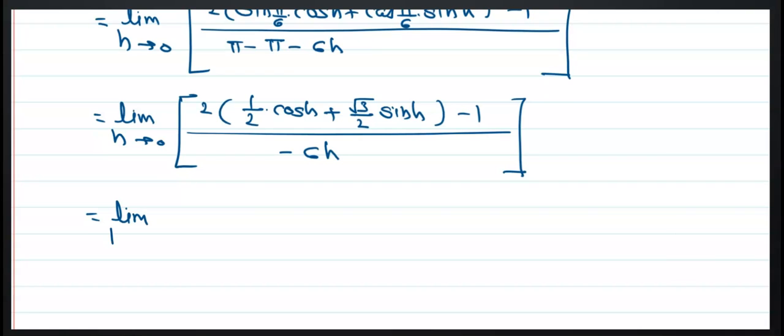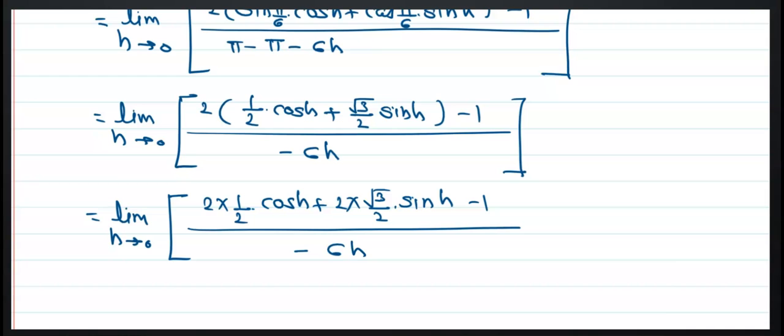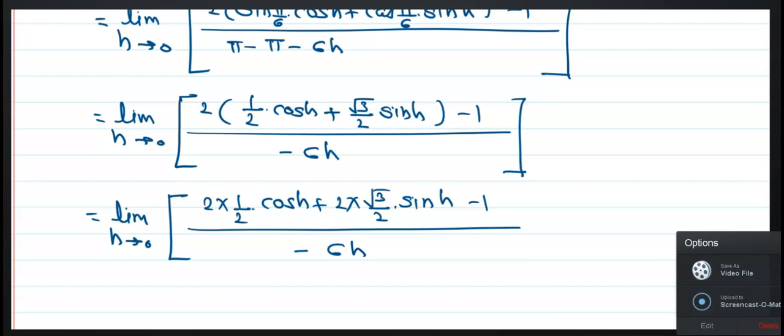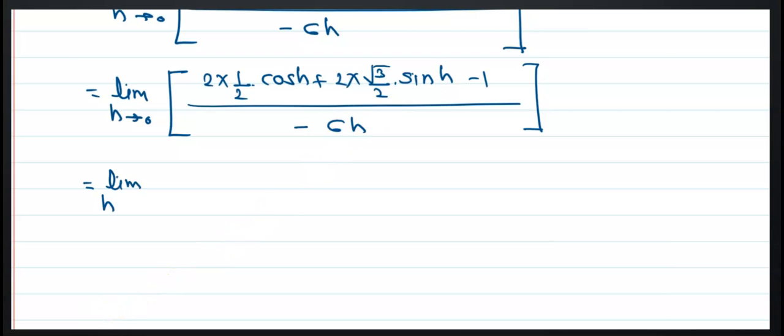Now their simplification. That is multiplied this 2 to the 1 upon 2 and 3 by 2. Then you will get 2 into 1 upon 2 into cos h plus 2 into root 3 upon 2 sin h upon minus 6h. That is these 2 get cancelled and you will get cos h plus, 2 get cancelled, root 3 sin h minus 1.